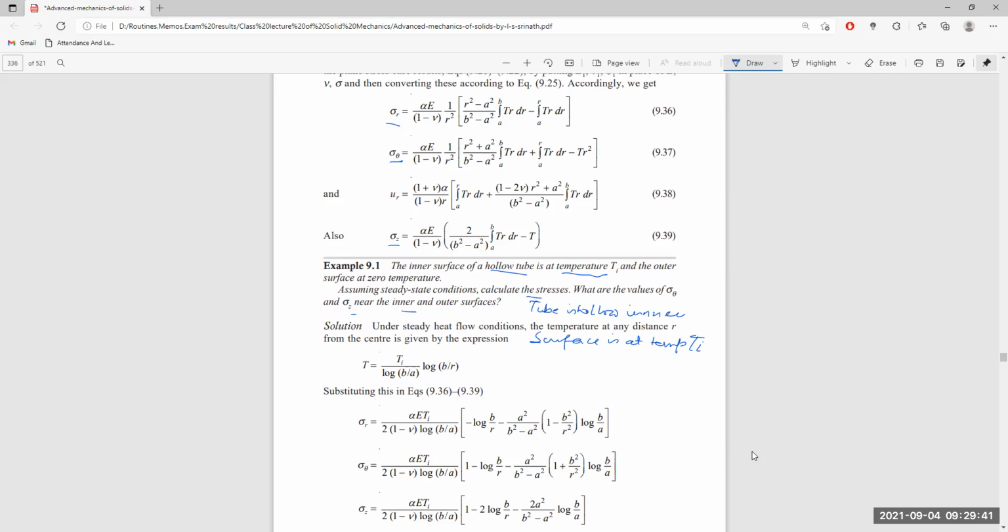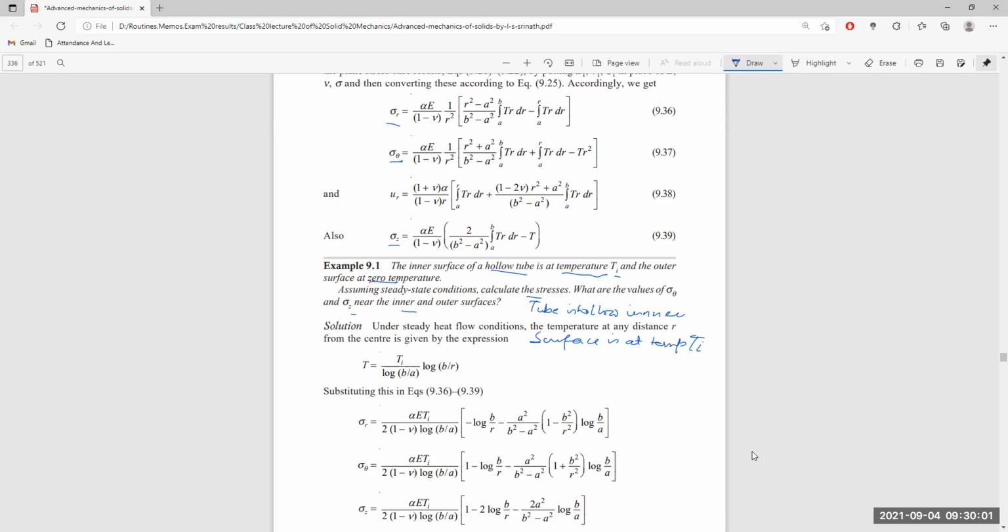So this problem is exactly opposite to our earlier discussion, where there was no temperature at the inner end and maximum temperature at the outer end. Here we are saying that the outer surface has no temperature and the inner surface has temperature Ti, meaning T inner.